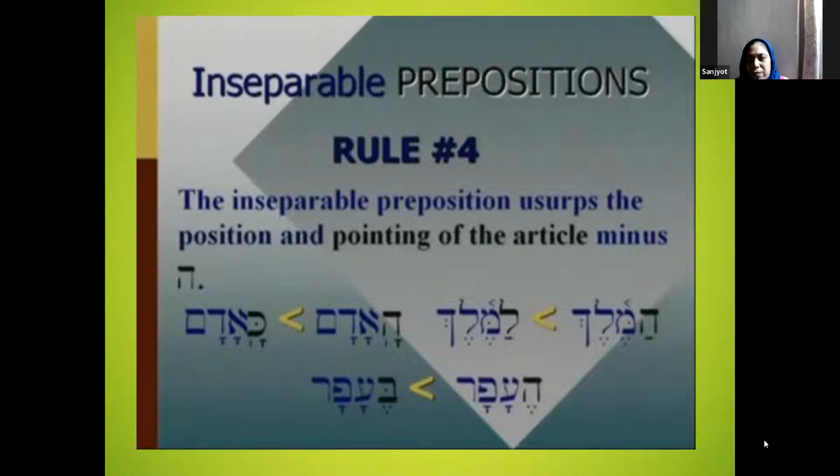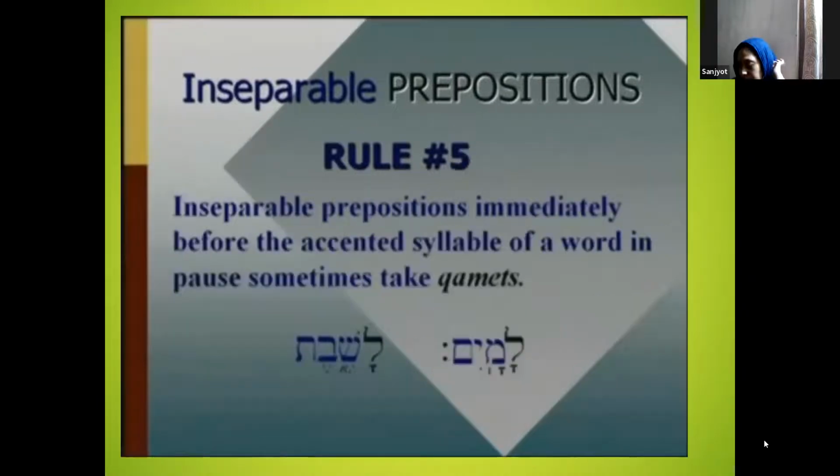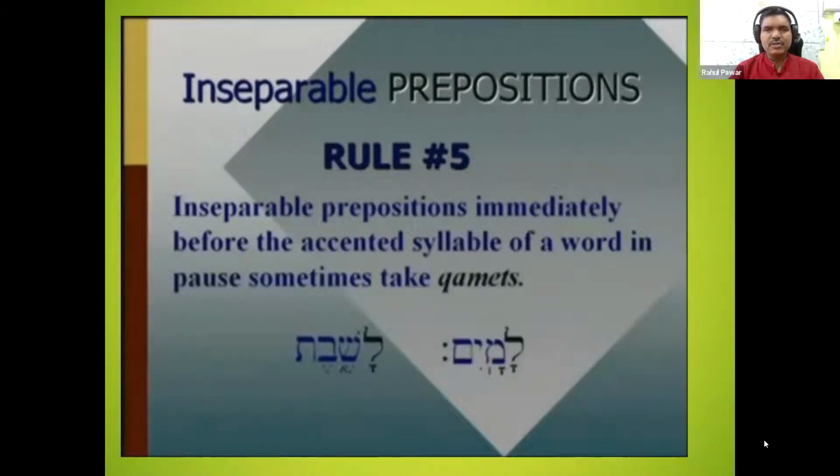Then last rule we saw is whenever inseparable preposition is immediately before an accented syllable of a word in pause, it takes kamets. For example, before sof pasuk, this is siluk over here. So this is a word in pause. So it will take the lamed preposition or any preposition will take kamets.